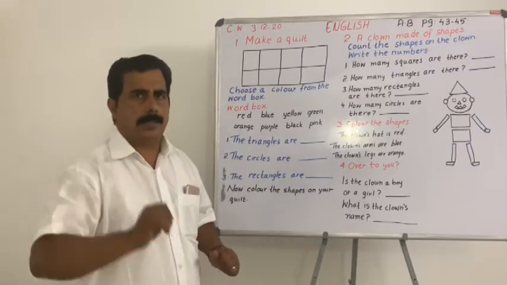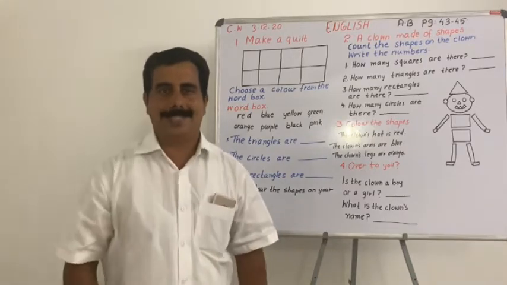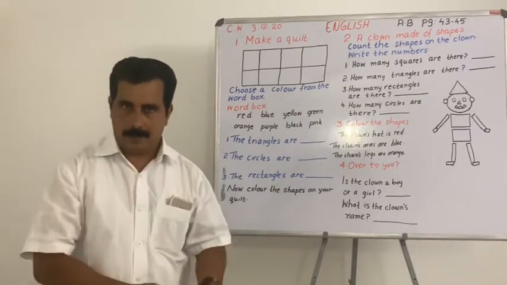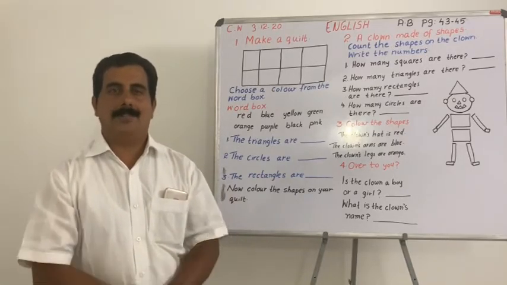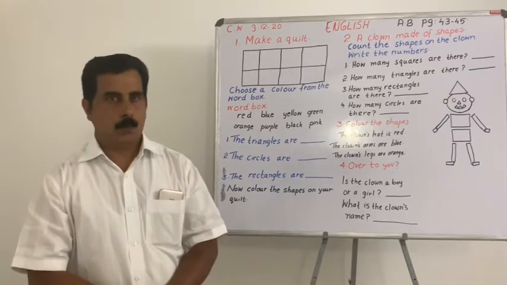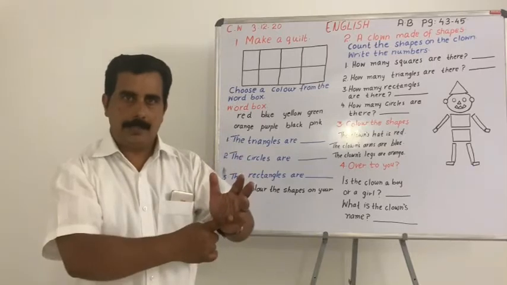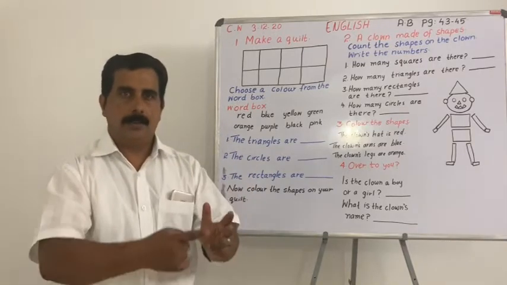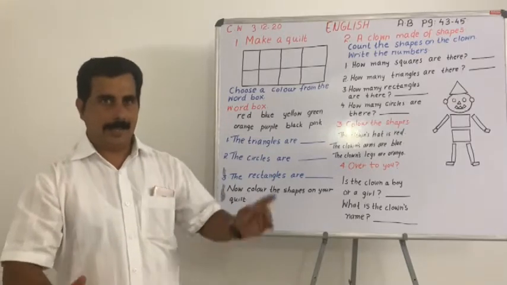There are many things to solve, many things to draw, many things to color. So please take some colors also. Different colors. Crayons or sketch pen or color pencils, whatever you have. Take it and just keep aside. So what are the things you need to keep with you? Your activity book, pencil, eraser, color pencils. Ready? Shall we start now?